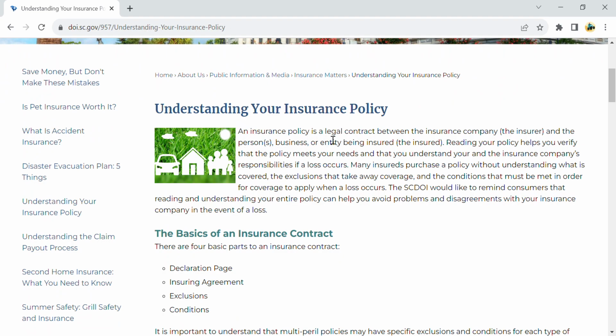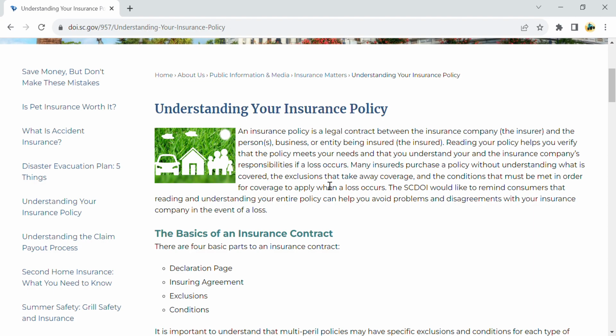An insurance policy is a legal contract between the insurance company, the insurer, and the person, business, or entity being insured, the insured. Reading your policy helps you verify that the policy meets your needs and that you understand your and your insurance company's responsibilities if a loss occurs. Many insureds purchase a policy without understanding what is covered, the exclusions that take away the coverage, and the conditions that must be met in order for coverage to apply when a loss occurs.